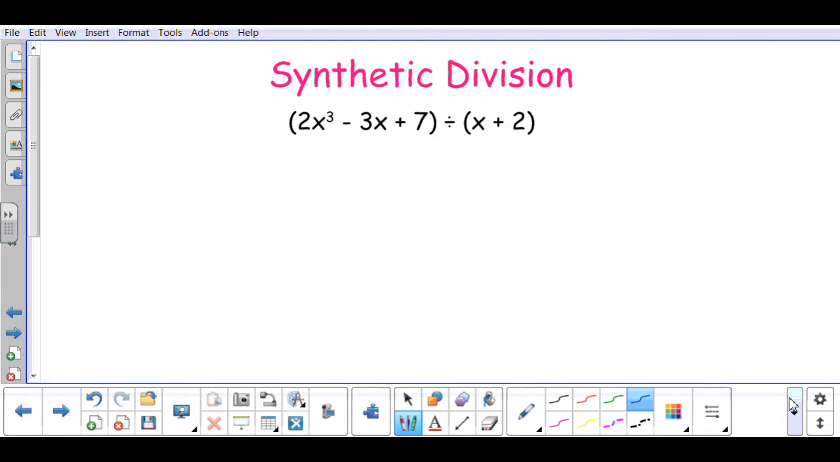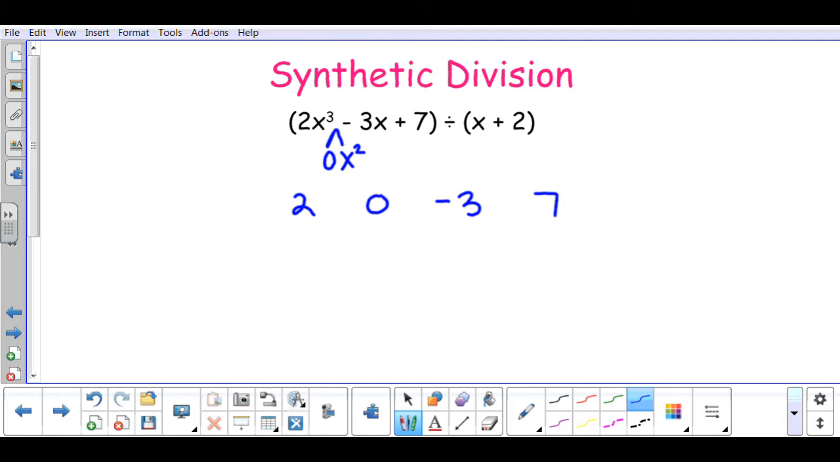Our very first step is to identify the coefficients in front of all of the terms in our first set of parentheses, and if I am missing a term, I want to put in a 0. So I have 2x to the third subtract 3x plus 7. Since I started with an exponent of 3, I want to see an exponent of 2, an exponent of 1, and my constant. Well, I'm missing my exponent of 2, so when I write out these coefficients, between the 2 and the negative 3, I am going to put a 0. So I'm going to have a 2, a 0, a negative 3, and a positive 7.